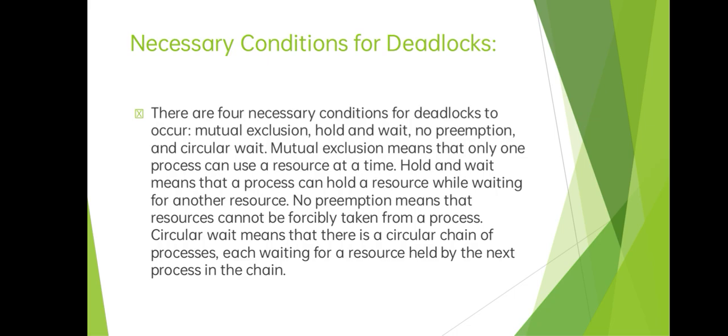Circular wait means that there is a circular chain of processes, each waiting for a resource held by the next process in the chain. For example, let's take process 1, which needs R1, and process 2, which needs R2. Here, process 1 is holding R2, but it needs R1. Process 2 needs R1, and process 1 needs R2. So this may be a circular wait. Here a deadlock can occur.